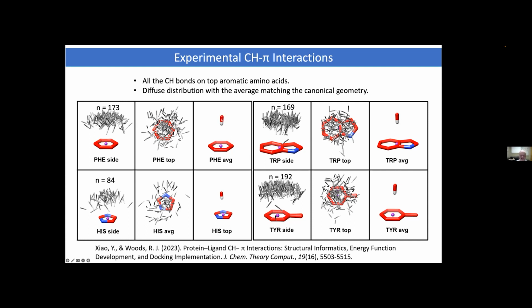So interestingly enough, the average is right over the center. And this is the ring centroid here shown as a purple sphere. And this holds true pretty much for all of the systems. So on average, it looks like the canonical structure, but at any instantaneous moment, it is not over the centroid.